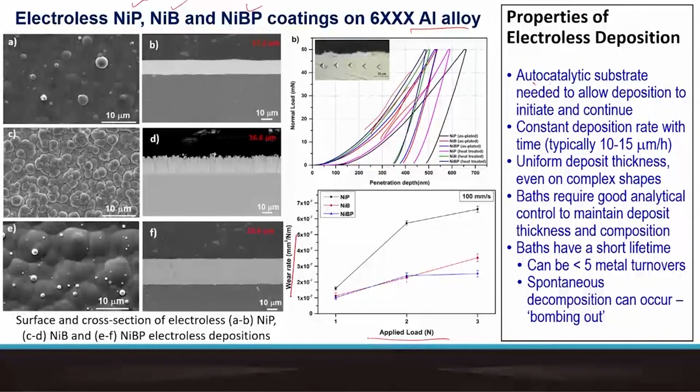So we actually need an autocatalytic substrate to allow deposition to initiate and continue. The deposition rate can be fairly smooth and constant. We can create uniform thickness of the deposit. The bath has to be controlled properly to maintain the same amount of deposit thickness and composition, and the bath usually has a certain lifetime. Otherwise, unless you replenish, the deposit thickness reduces and also the uniformity is lost.